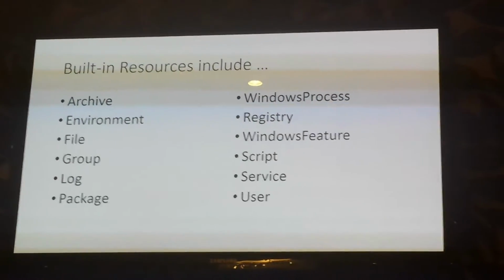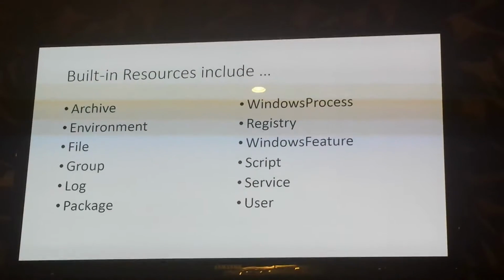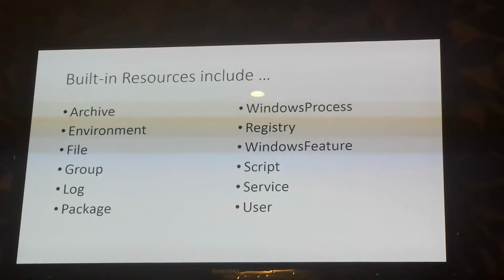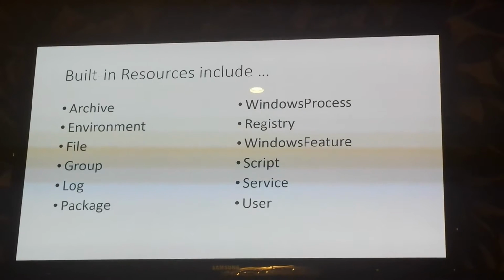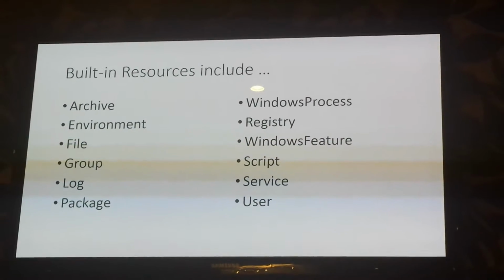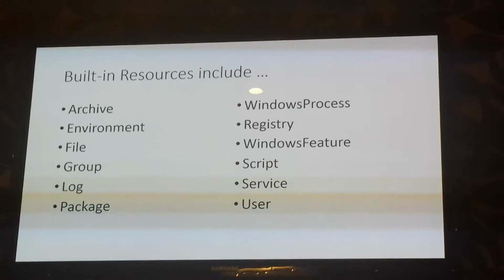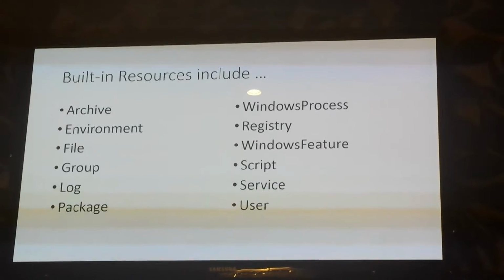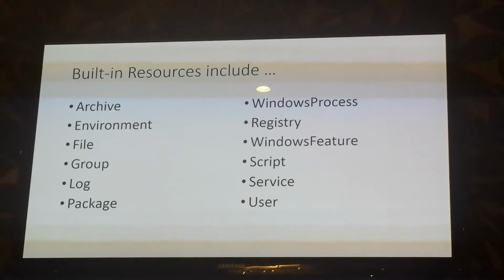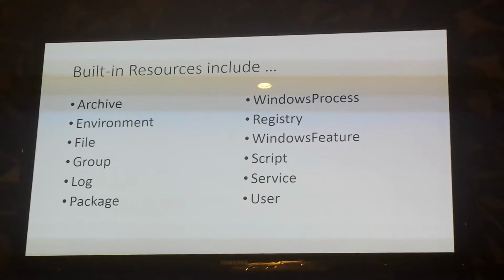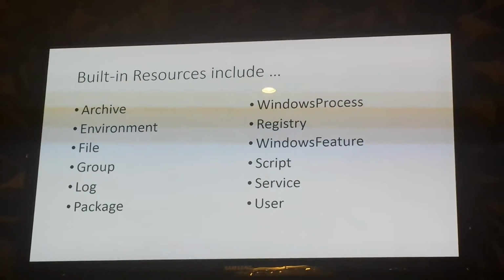So, I mentioned resources. You get 12 out of the box, and they're your really basic sort of items you're going to want to deal with. And I'll run through them really quickly. The archive, you take a zip file and you unzip it into a location on the server. Environment variables. File can be an individual file or a whole directory of files. Exactly the same as an archive, except they're not zipped up. Group is for local group membership, adding users, defining groups. The log just logs a message during the configuration run. What would the configuration system be if you couldn't log what was happening?